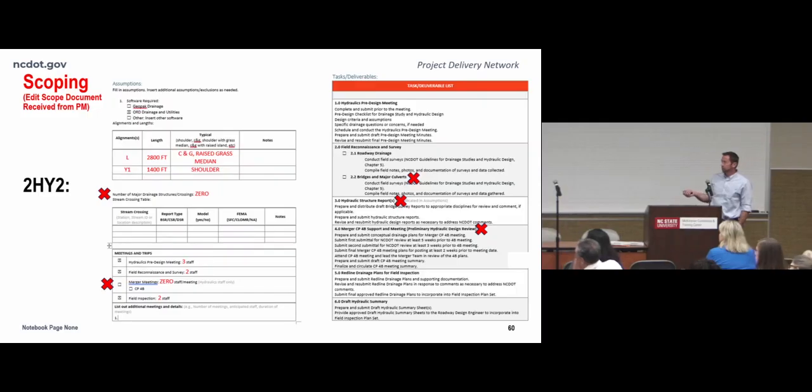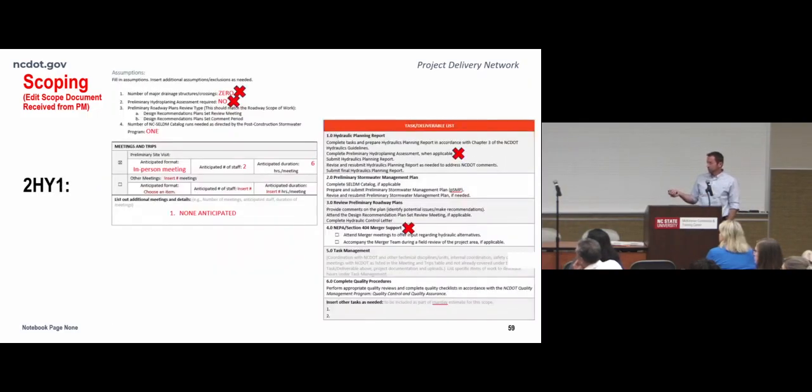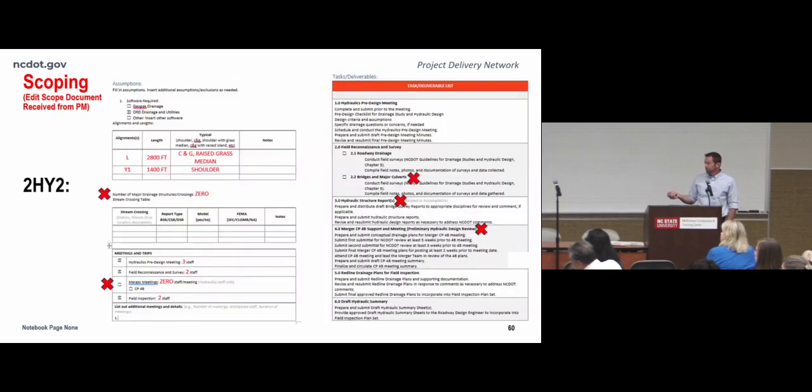Okay, this is 2HY2, which is our final design. I'm going to go back up to 2HY1. Just so you know, for a little context, that's our preliminary hydraulic assessment of the entire project, before we ever really put pen to paper and start designing pipes and bridges and that sort of thing. 2HY2 is our more hardcore design. That's storm sewer, ditches, bridges if we had one.